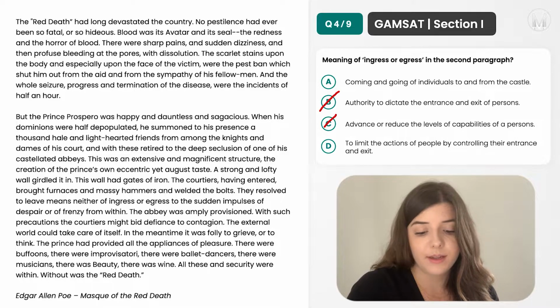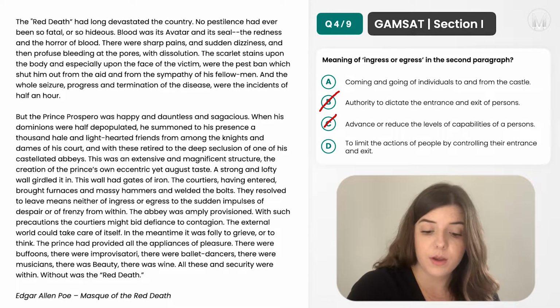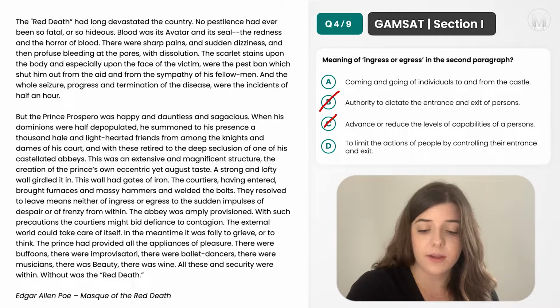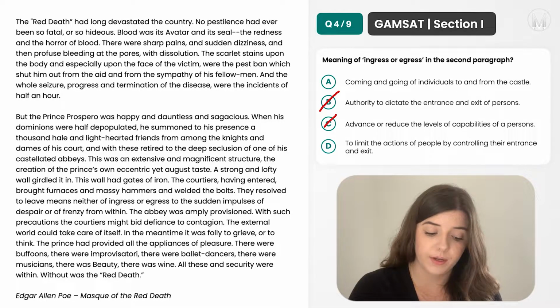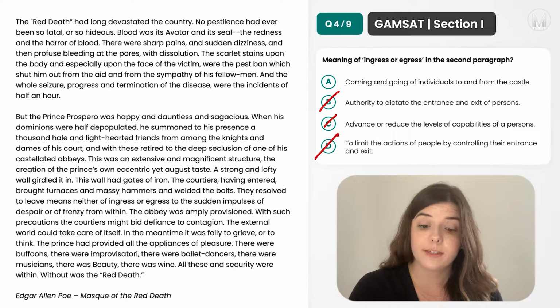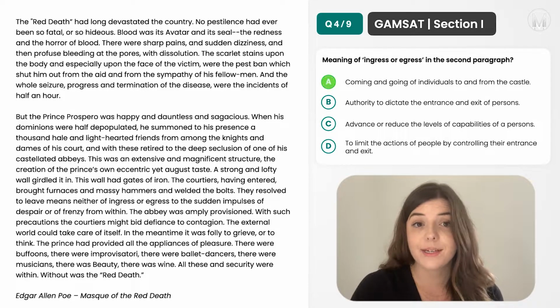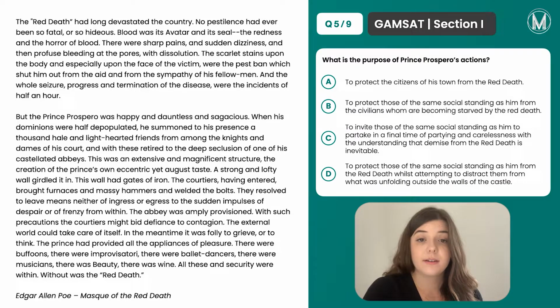Now, option D, to limit the actions of people by controlling their entrance and exit. So this is definitely limiting their ability to enter, but it's not so much their actions, and it doesn't make as much sense. It's also just to prevent normal people who are not aristocrats from entering. So we can rule out option D. And that makes option A the correct answer to question 4. Now, moving on to question 5. Again, if you'd like to pause the video and have a go at answering question 5.